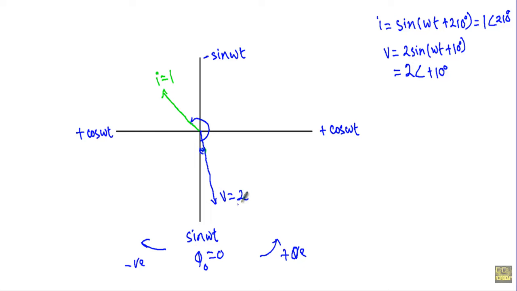Now see with respect to this V, if I want to go from V to this, I have to move by an angle of 200 degree in counterclockwise direction. That means this angle will be positive. This indicates that I leads V by 200 degree.